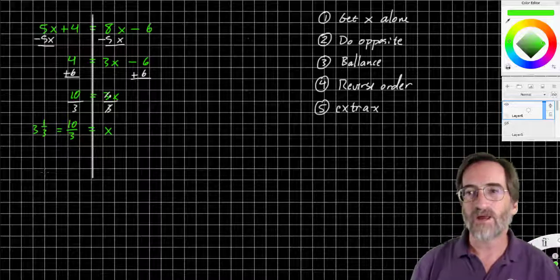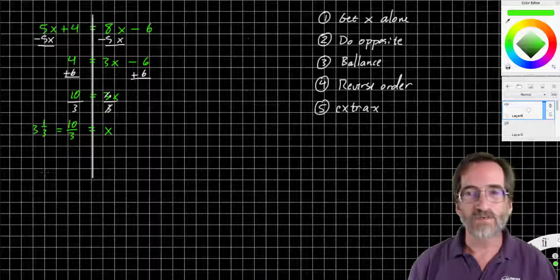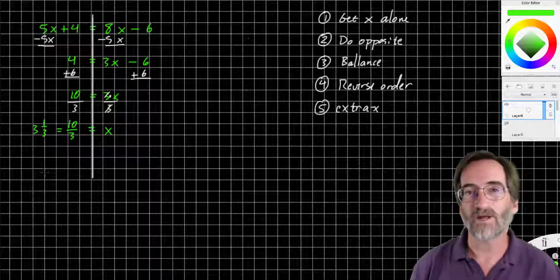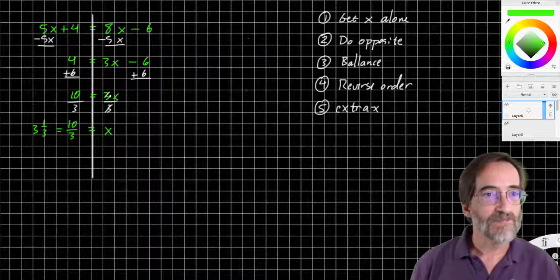If the question asks you to round it to a decimal place, you can do that. But do be aware you're rounding it and you're not giving an exact answer anymore. All right, that's it. That's it for this lesson here.